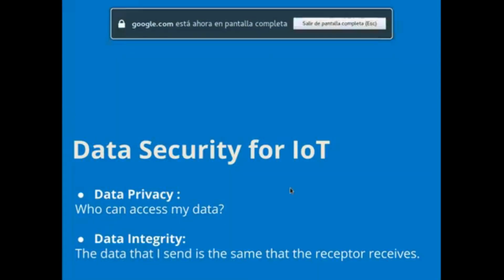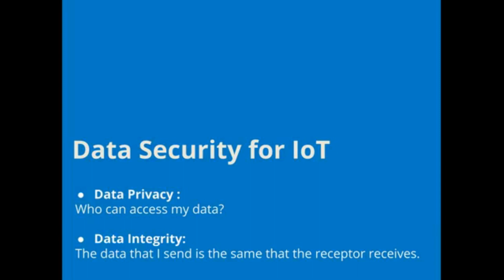Okay, so basically what's the main purpose of data security? There are two main purposes. The first one is data privacy. Who can access my data? Right now it's very important to know who can access the data that I'm sending from my devices. No one in the network should have access to my data, because I can be managing sensitive data. So it's important to prevent a person in the network from accessing the data that I'm sending to the cloud. And also data integrity.